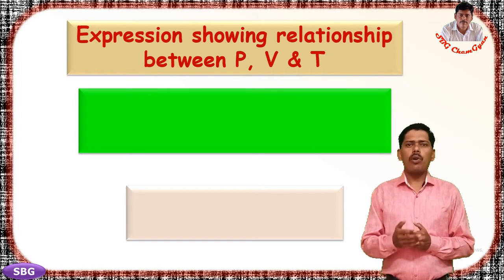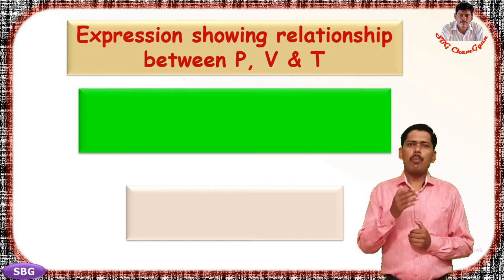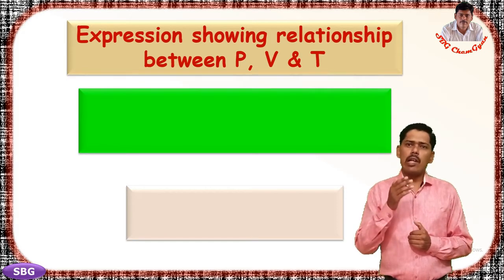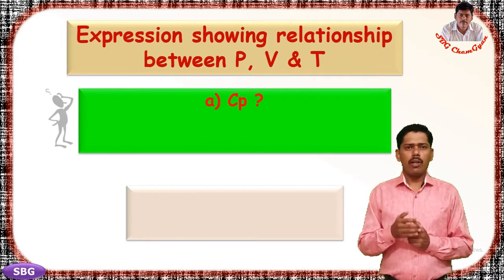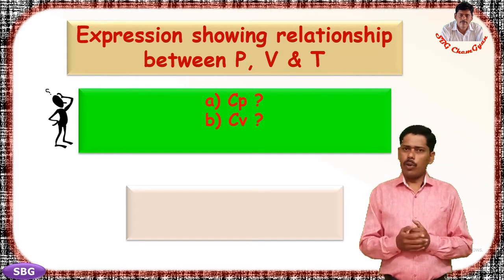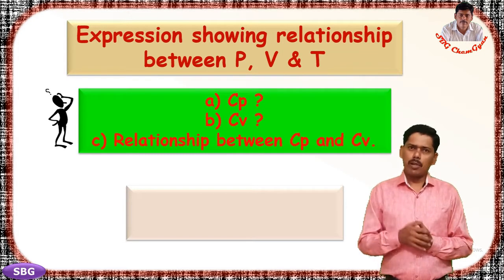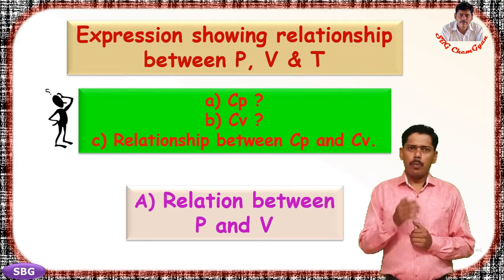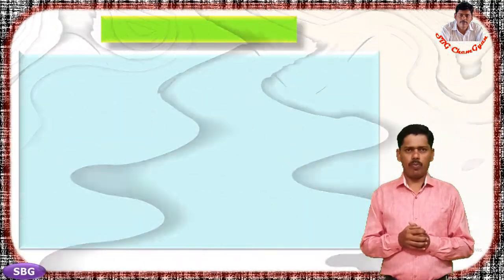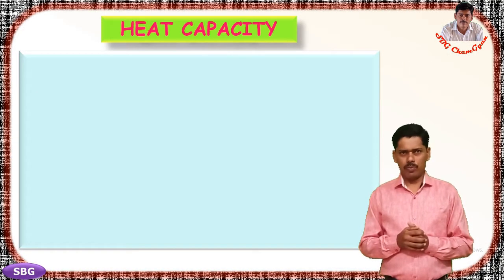Before we go towards these three expressions, we have to know some basic terms used in these expressions, like what is Cp, what is Cv, and what is the relationship between Cp and Cv. After these terms, we study expressions of relationship between pressure and volume. We start with the heat capacity of the gas molecule.